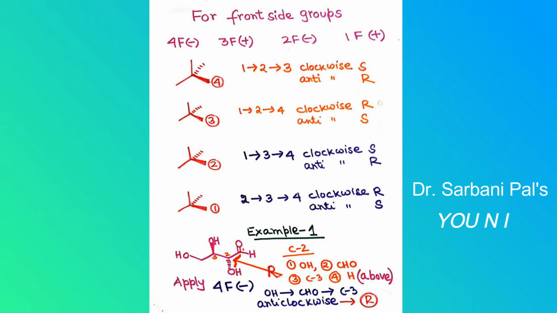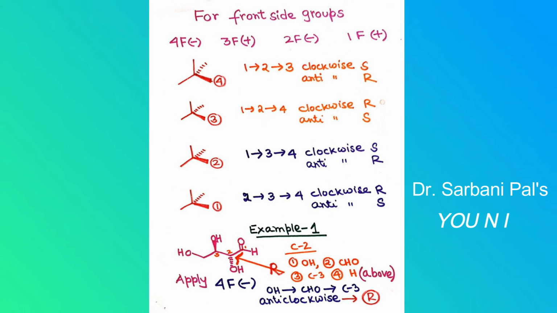So now coming to one example. Let us first discuss this example. This molecule has two chiral centers. It's a carbohydrate, and the C2 center and the C3 center are the two chiral centers. So let us find out the absolute configuration of the chiral center C2.